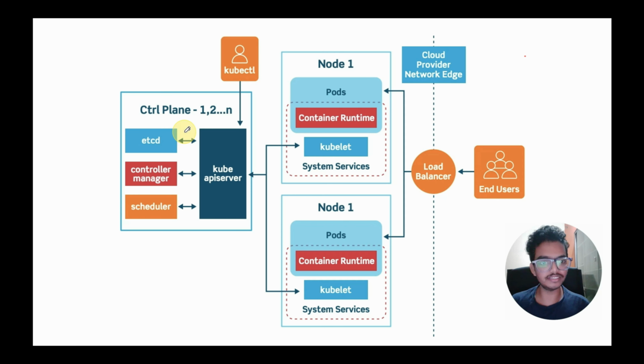So that's it. This is the architecture of Kubernetes. We have two planes, control plane and data plane. In the control plane, we have kube API server, scheduler, controller manager, and etcd. And in every node, we have kubelet, container runtime, and the kubeproxy.